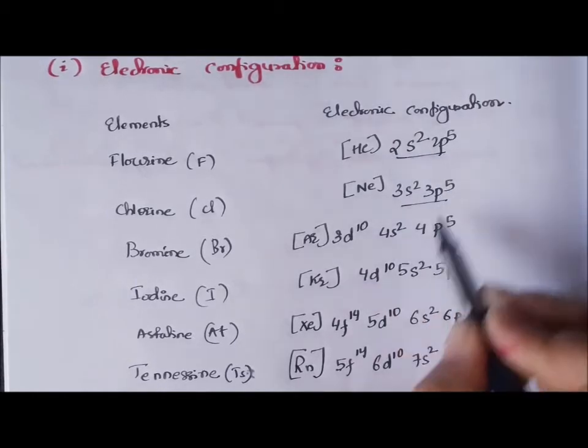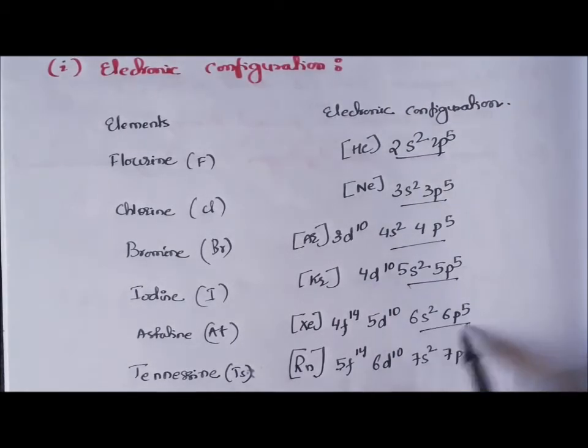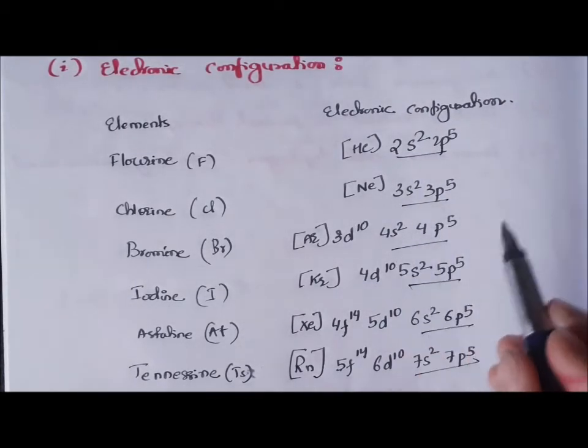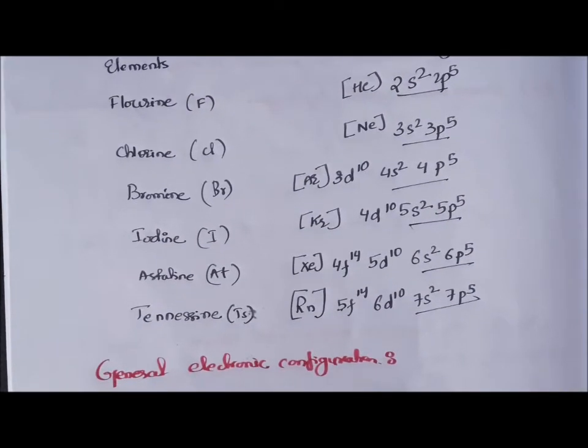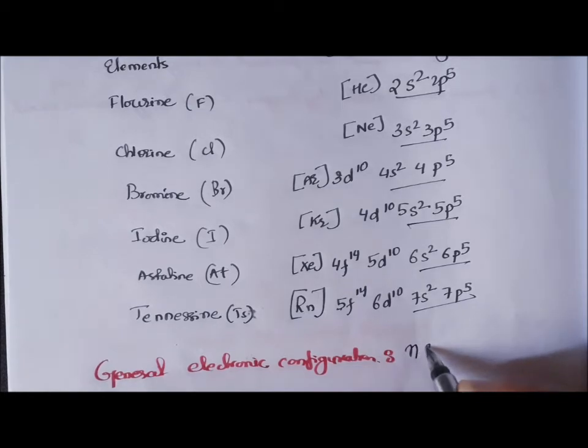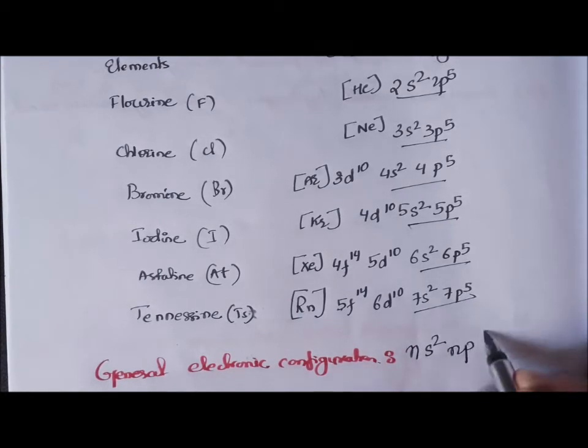Now what is common in them? 2s2 2p5, 3s2 3p5. So what is the general electronic configuration for group 17 elements? It is ns2 np5.